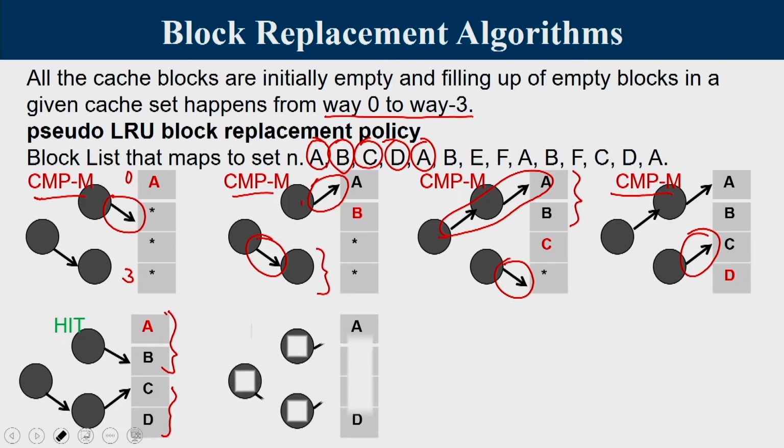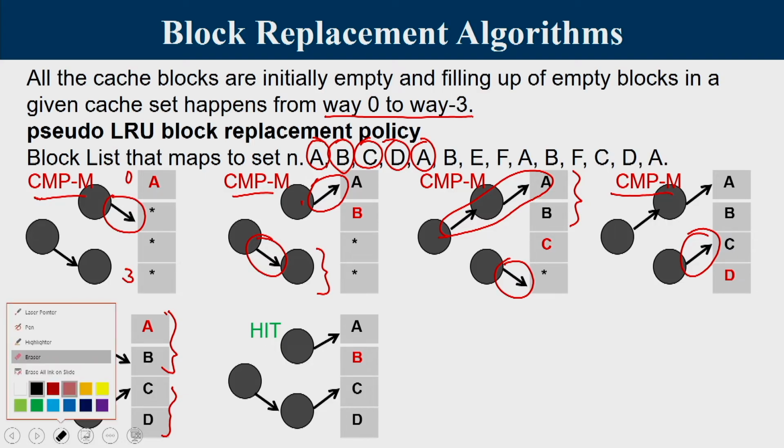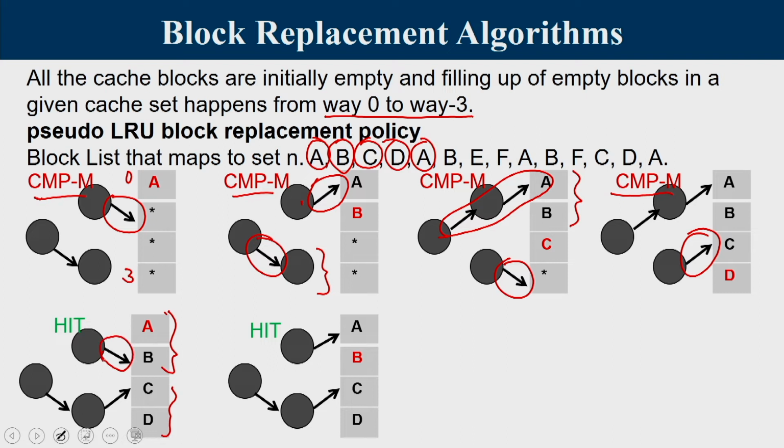Now it is B, B is also a hit. When you access B, the only change that happens is the arrow that was pointing to B, which indicated that it was least recently used. Since B is used now, this arrow will get flipped and in this portion there is no change at all. This is also another hit.